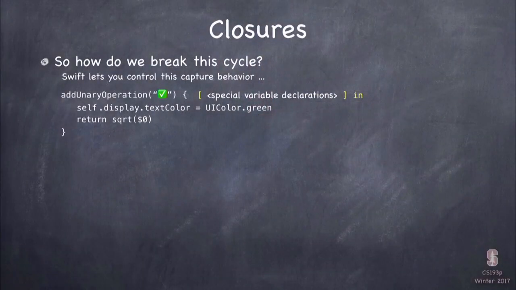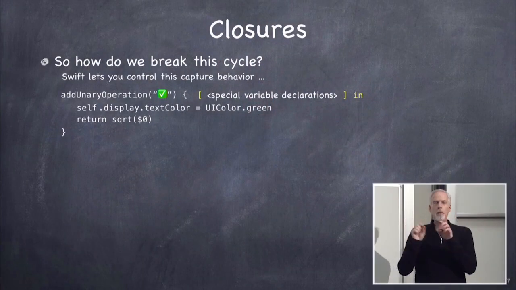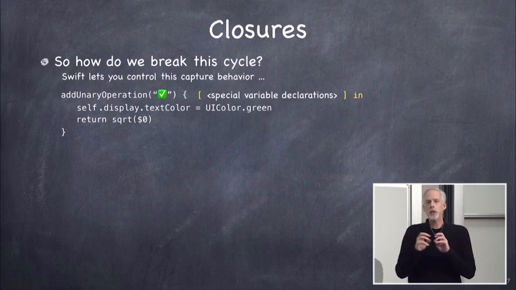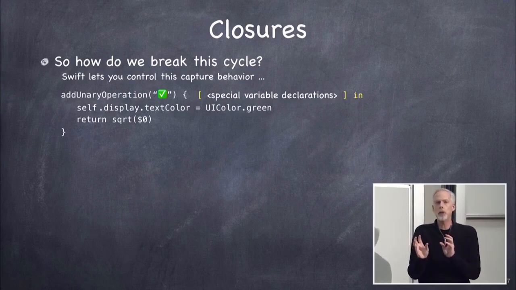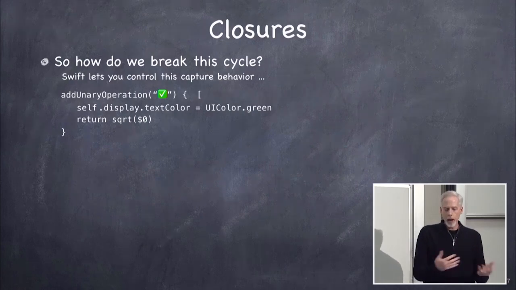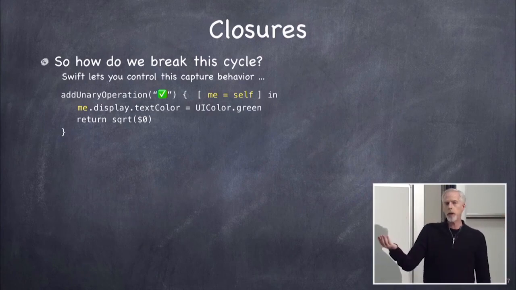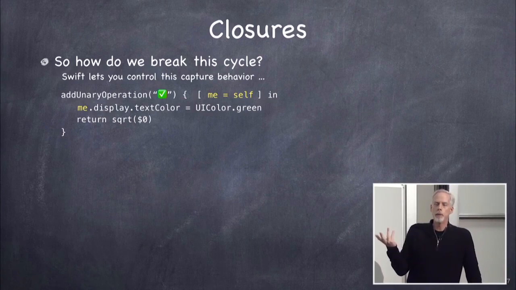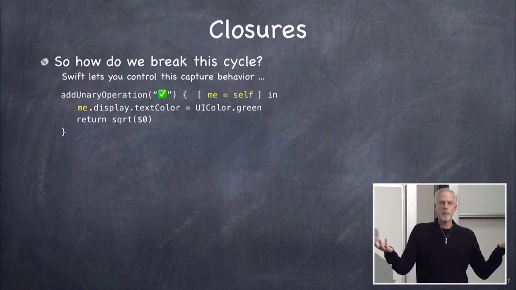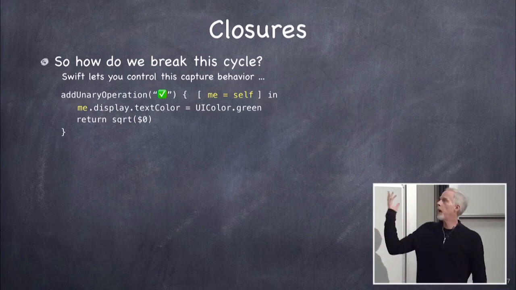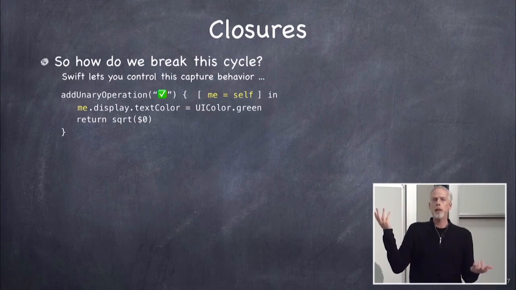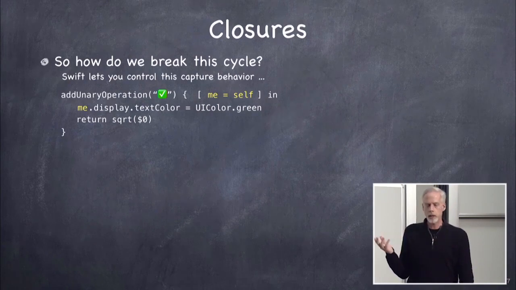Well, first thing we're going to do is create a special local variable. Closures allow you to, before the word in, put an open square bracket and a list of special variables. These are just little local variables that live for this closure only. Now these variables can have any name, and you can set them to any value that's in scope here. So I've created a local variable called me, and I've set it equal to self. Me is a local variable of type view controller. I set it to myself, and so now I can use me anywhere I use self. So I've replaced self with me. Well, that doesn't help break our cycle at all.